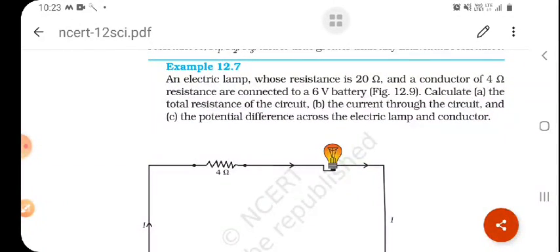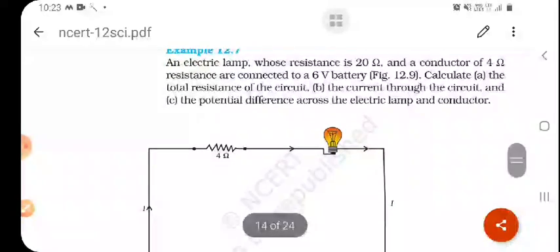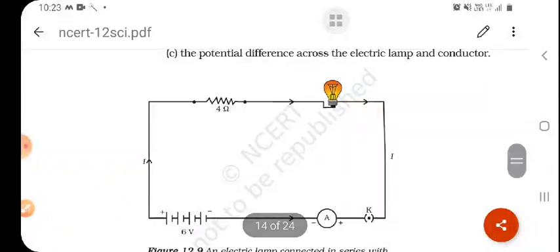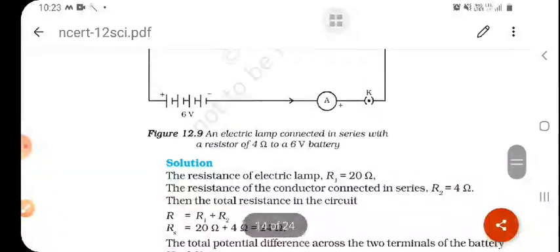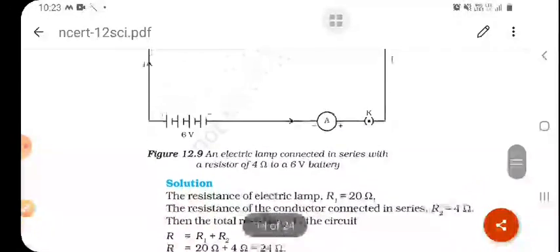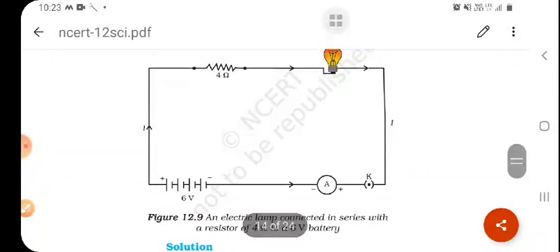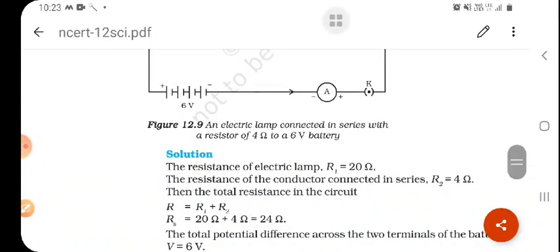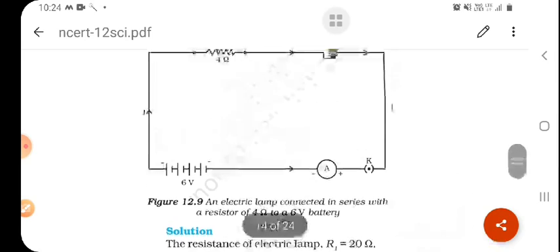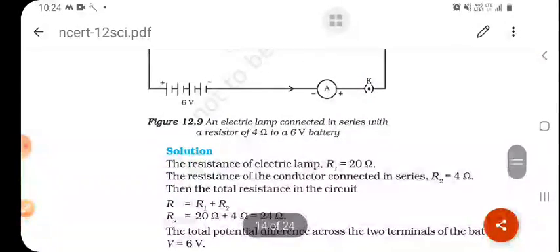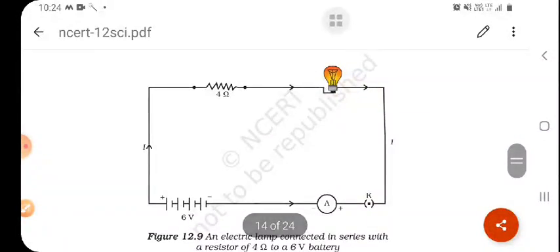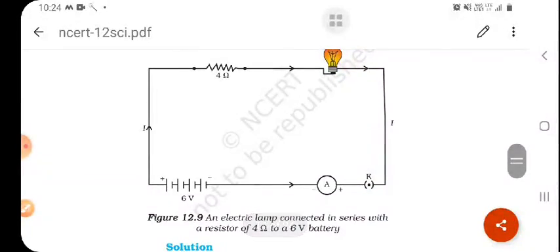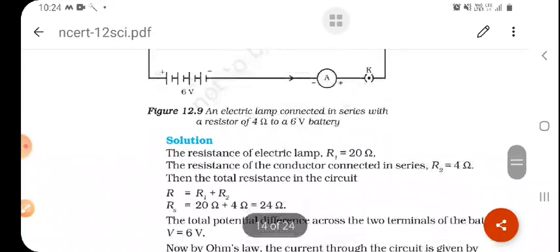An electric lamp whose resistance is 20 ohm and a conductor of 4 ohm resistance are connected to a 6 volt battery. Calculate the total resistance of the circuit, the current through the circuit and the potential difference across the circuit. So the resistance of the electric lamp R1 is 20 ohms, R2 is 4 ohms here. The total resistance of the circuit is R1 plus R2, that is 24 ohms, and here RS is equal to 24 ohms. The electric lamp's resistance is 20 ohm and one more resistance of 4 ohm is connected in series, so the total resistance will be 24 ohms.